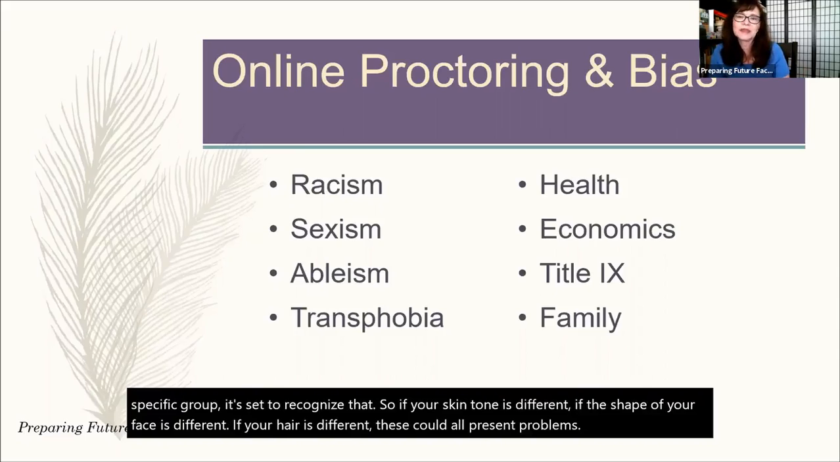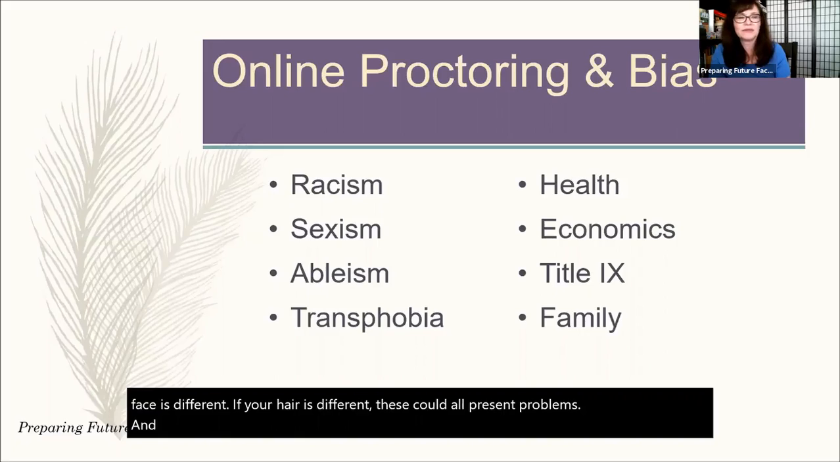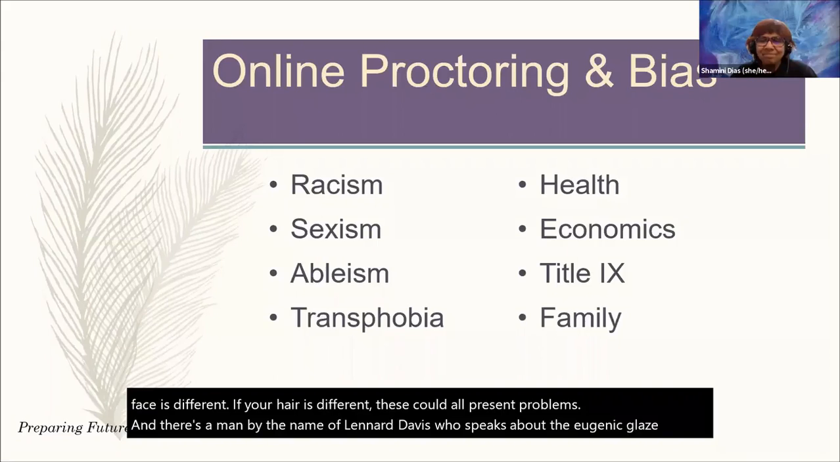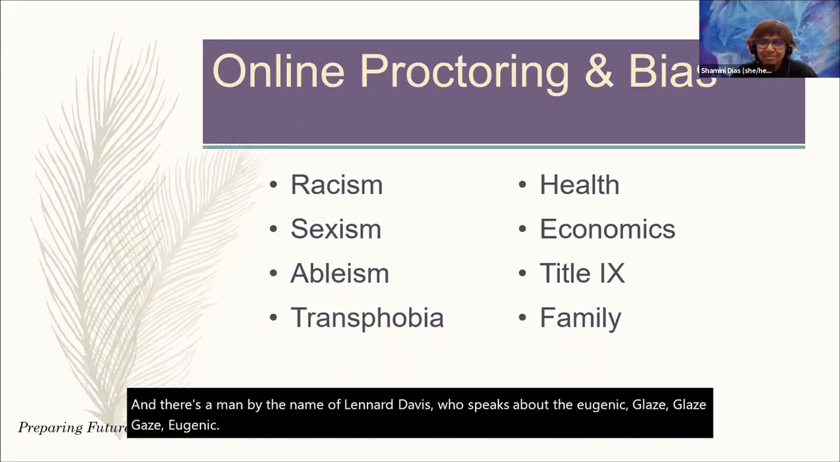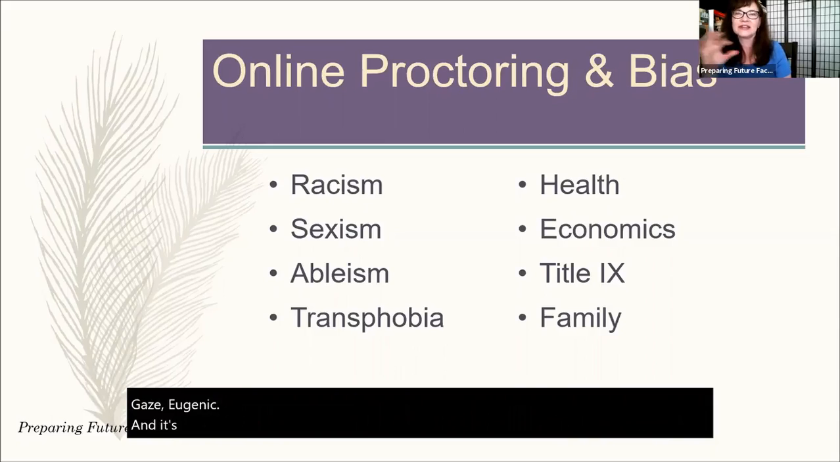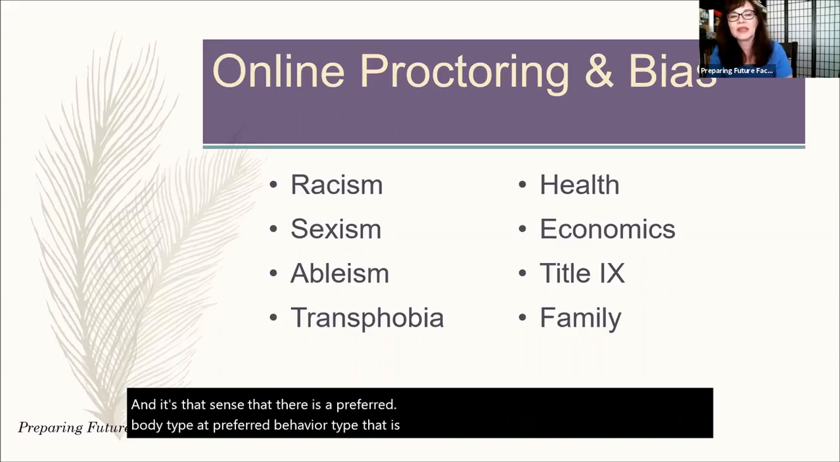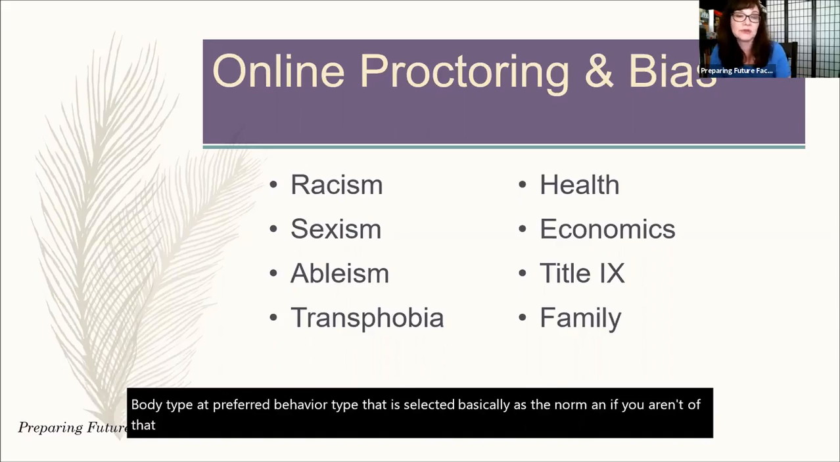And there's a man by the name of Leonard Davis who speaks about the eugenic gaze. It's that sense that there is a preferred body type, a preferred behavior type that is selected basically as the norm. And if you aren't of that norm, it could present problems for you, especially when it comes to algorithms and facial recognition and Title IX protections.